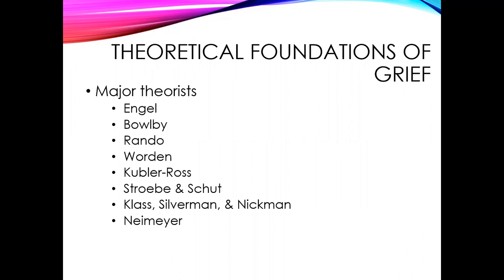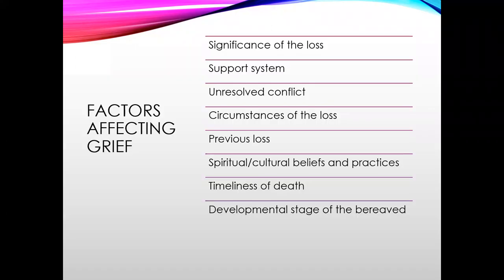The best predictor of a positive adaptation to loss is the ability to find meaning in the loss. The unsuccessful struggle to find meaning can result in complicated forms of grief. So what's going to affect our ability to grieve? The significance of the loss, right? How much did the person that's grieving attach to this project, person, or object that's been lost? If the attachment is more significant, it's going to be harder to grieve.